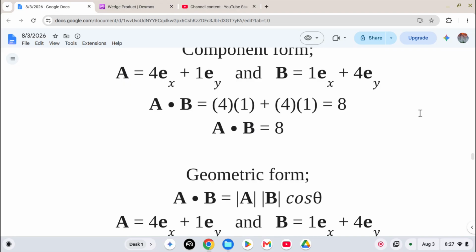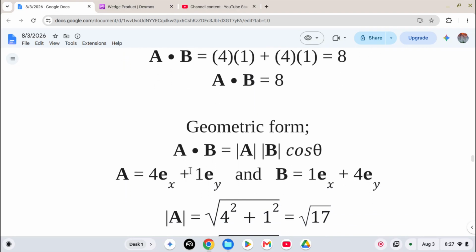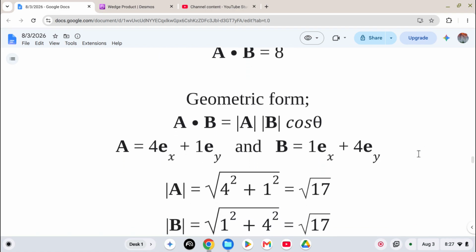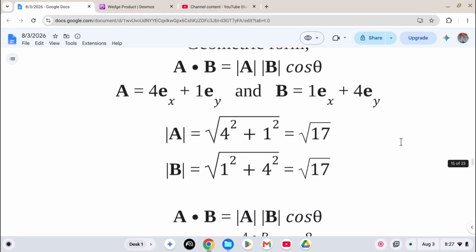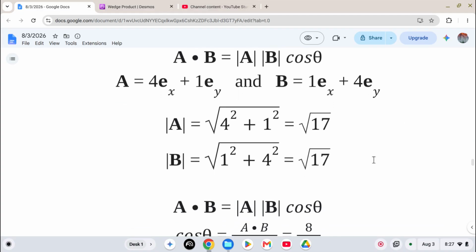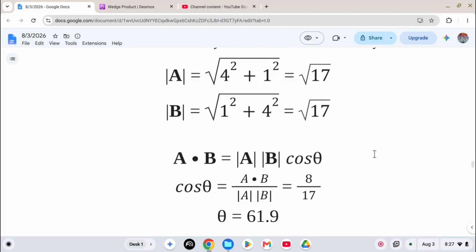So here are the two vectors. What is the magnitude of A? Well, 4 squared plus 1 squared is the square root of 17, and B is exactly the same, 1 squared plus 4 squared. We know the product, so we know everything here. We're going to solve for the angle. We take the inverse cosine and we get 61.9 degrees.